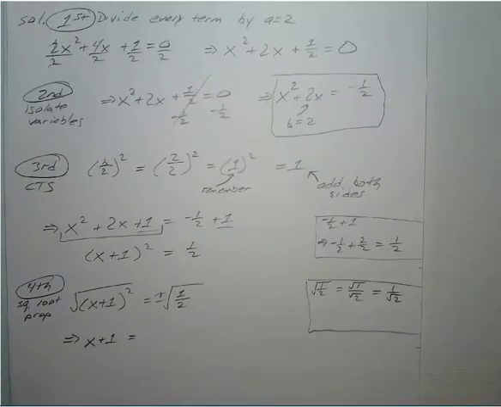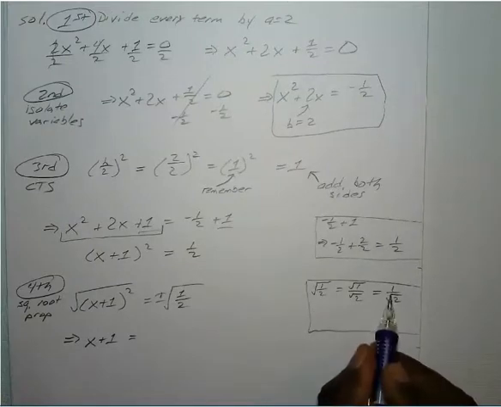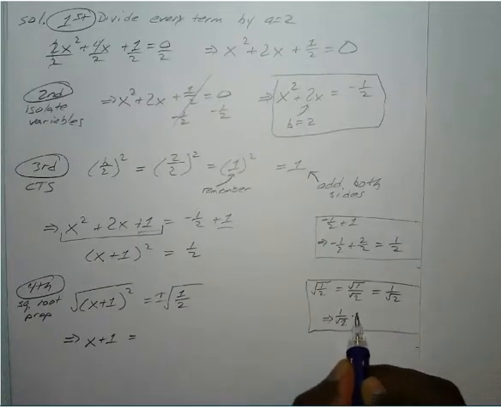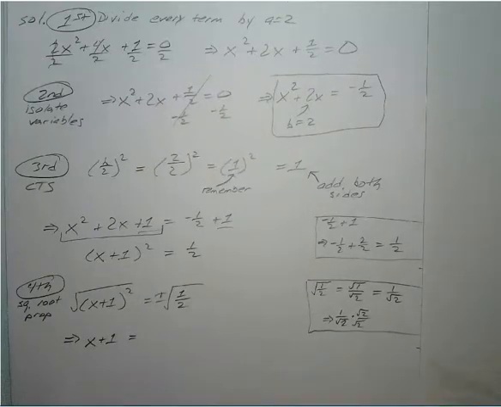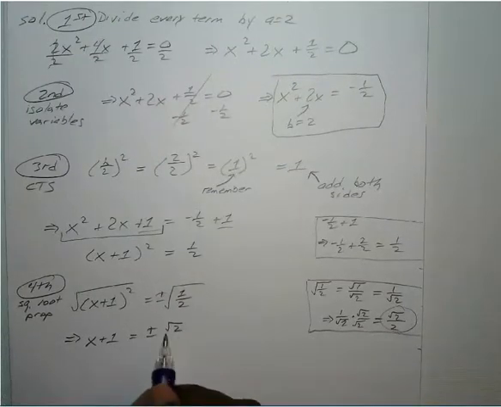Okay, now the tricky part is you have to remember that most math texts do not like to have a square root or any kind of a root symbol in your denominator. Okay, so what we're going to do here is we're going to multiply 1 over square root of 2 by square root of 2 over square root of 2. So that gives us 1 times square root of 2, which is square root of 2. Square root of 2 times square root of 2 is 2. So this becomes plus or minus square root of 2 over 2.